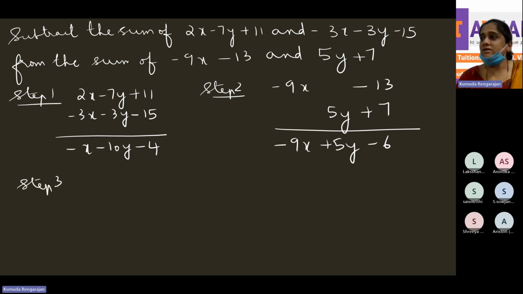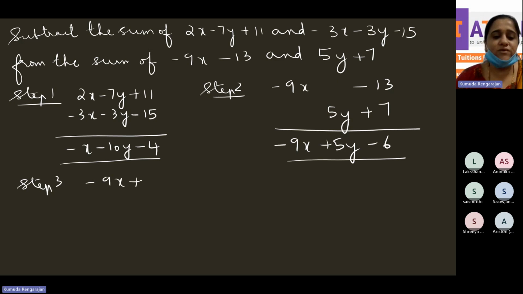Now what is step 3? Step 3 is we need to subtract. Whatever is after from should come first. So this answer is after from. This one should be written first. So minus 9x plus 5y minus 6 minus x minus 10y minus 4.